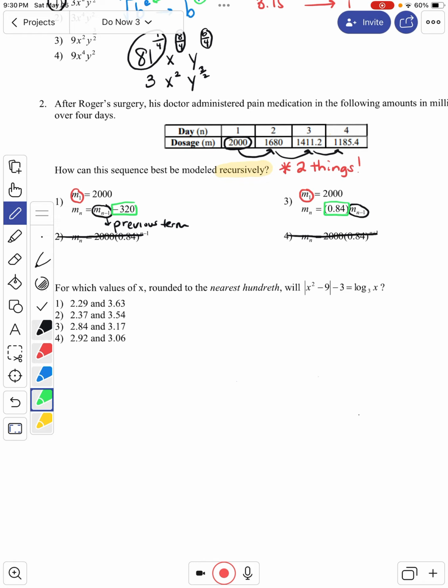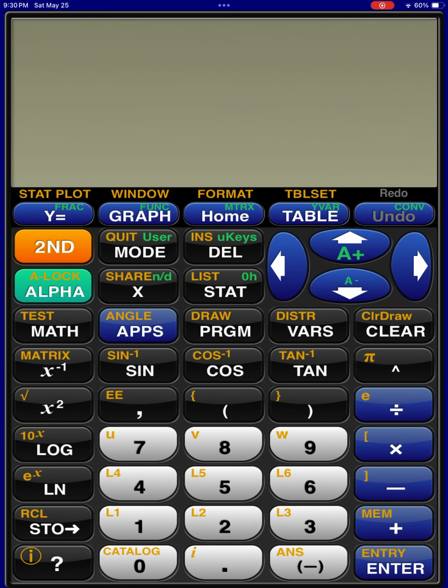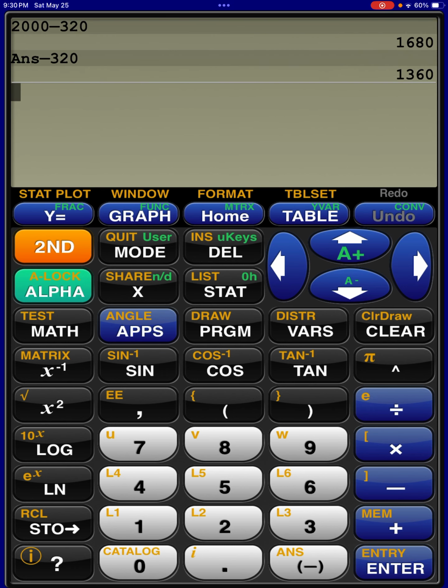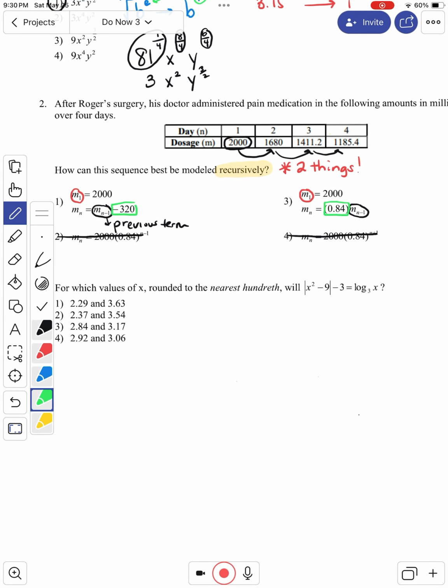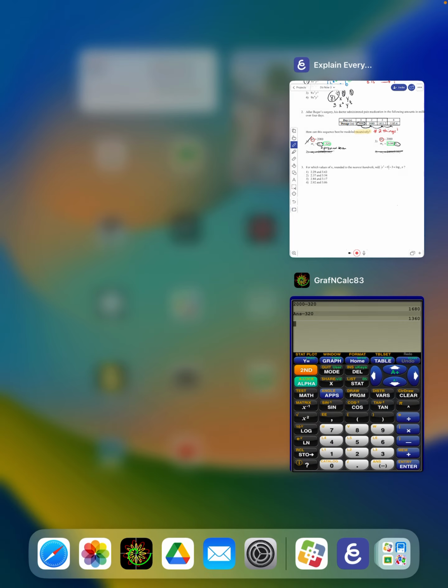So let's check out what happens if I take 2,000 and I subtract 320. All right, so 2,000 minus 320. Okay, that was my next term. But what happens when I subtract it again? Hey, I don't get the next number, which was 1411.2. So what happens if I try option 3, which was multiplying it by 0.84?